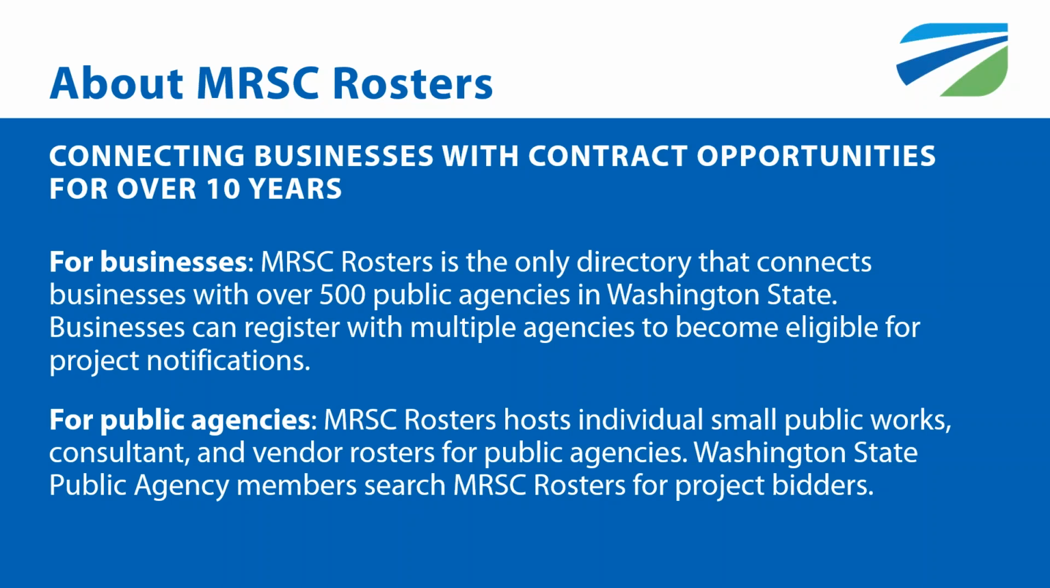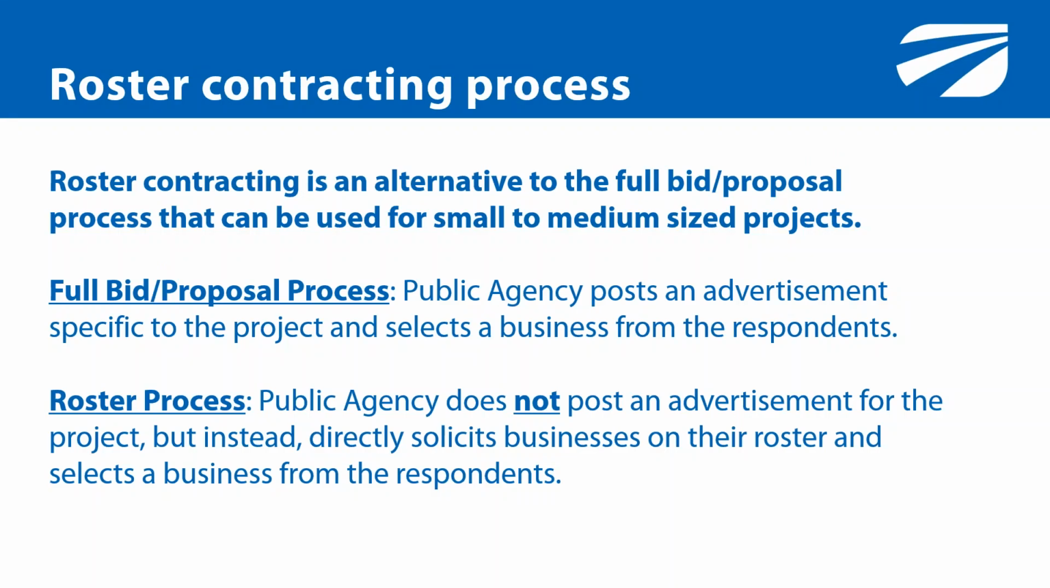And I did mention the roster contracting process, which is the process where agencies actually use this to find businesses. So I just want to touch on what that means really quickly. There are generally two approaches to public works contracting, a full bid process or a roster process. And most Washington local governments have the option to use a roster process instead of a full bid process for public works projects that are under $300,000 and for small to medium-sized consultant projects, as well as some of their vendor needs for goods and materials.